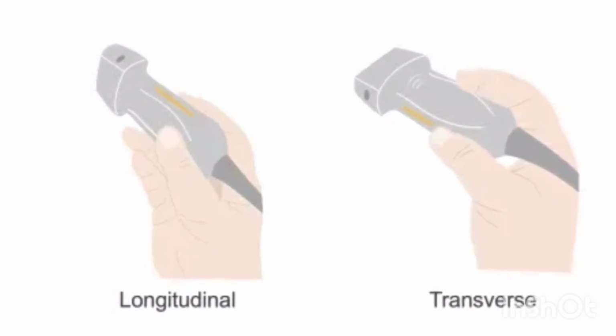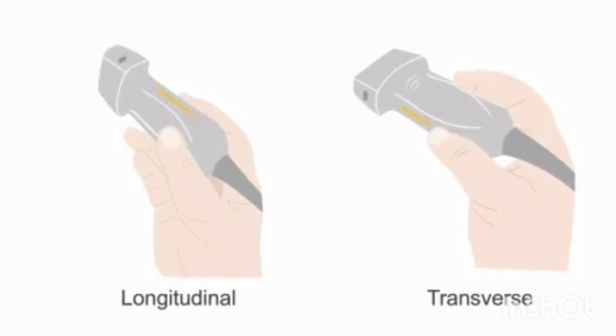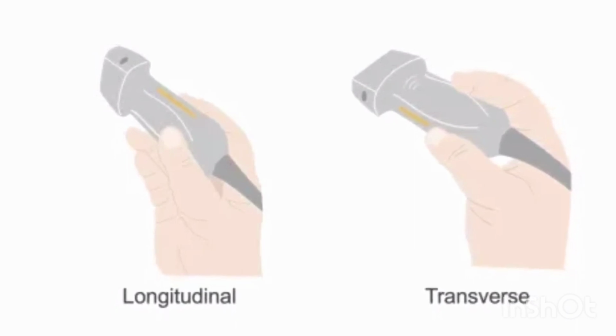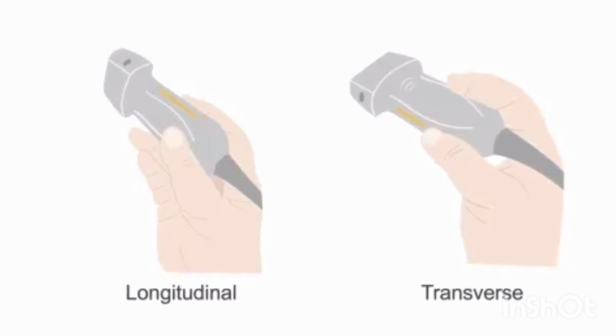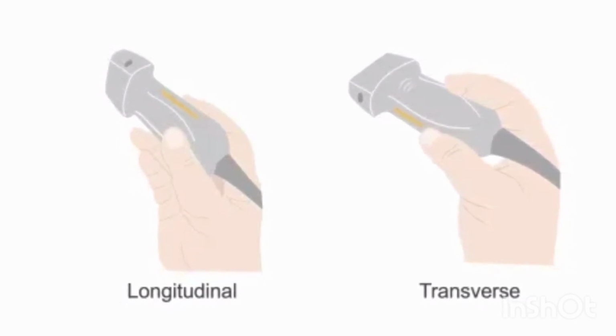Every probe has an orientation notch, which is a small marker or grooved line on one side of the probe. Begin by holding the probe with the thumb side of your hand near the orientation notch or groove.